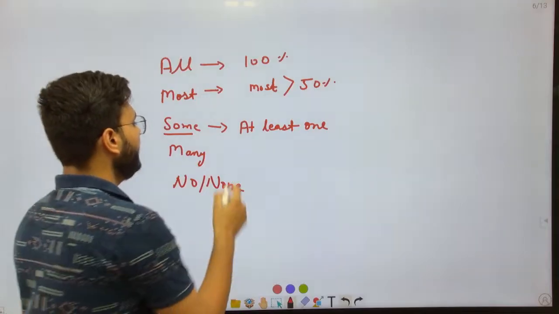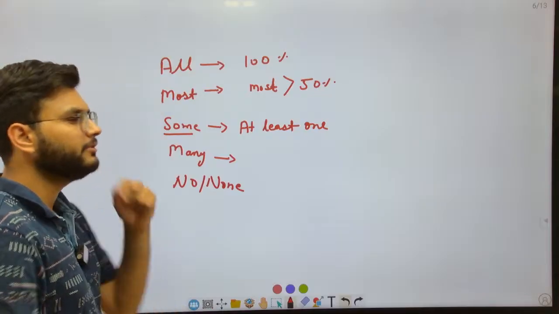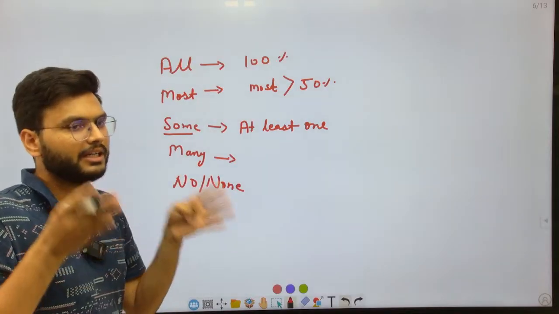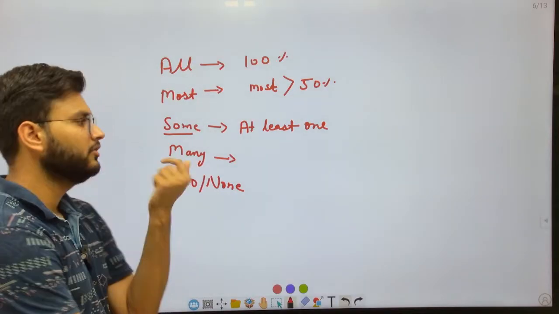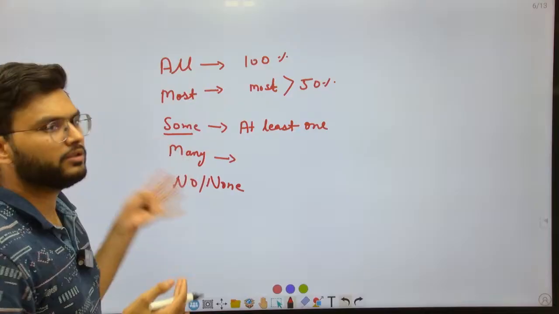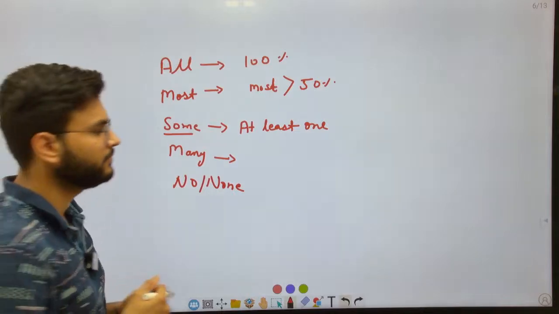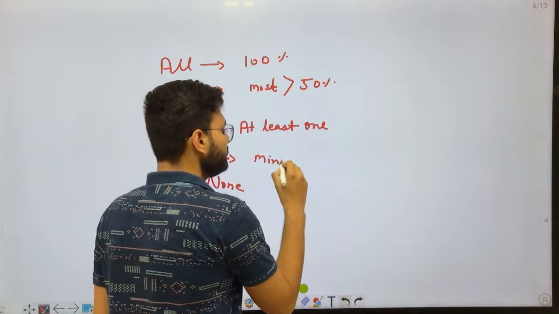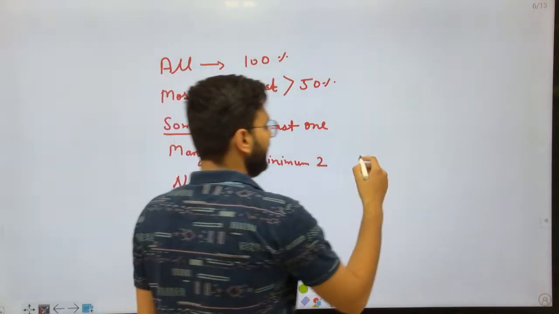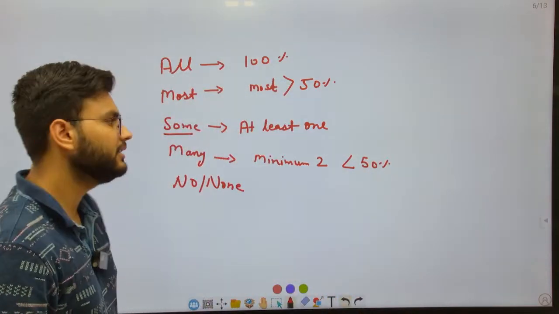Okay. Many. Now many comes between some and most. When I say most, it means more than 50%, and some means at least one. Whatever is in between is many. So many means there has to be at least two persons, a little bit more than at least one. It has to be a minimum of two, but less than 50%. It cannot come into the majority. This is what many means.